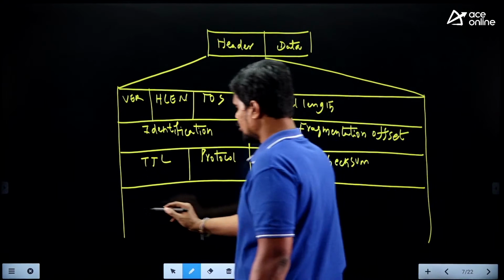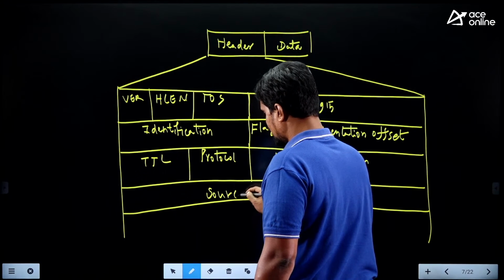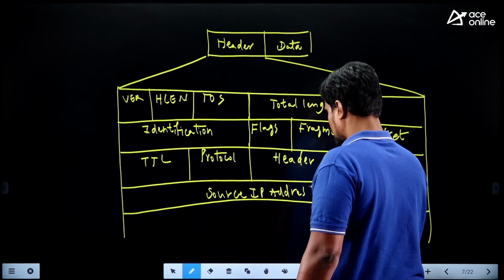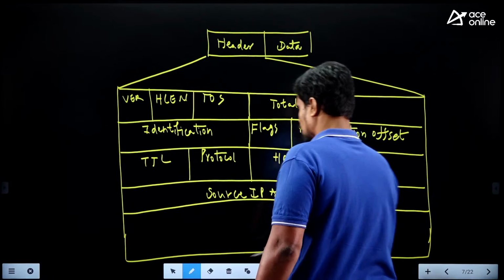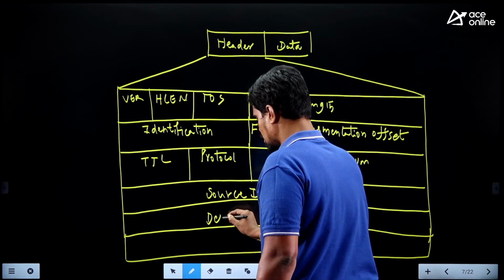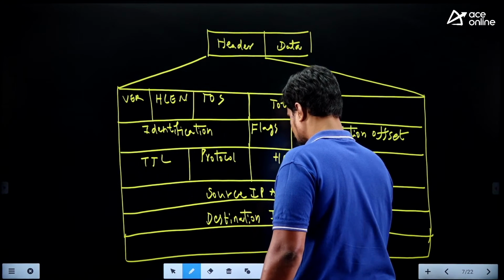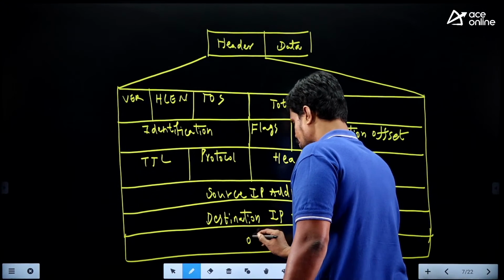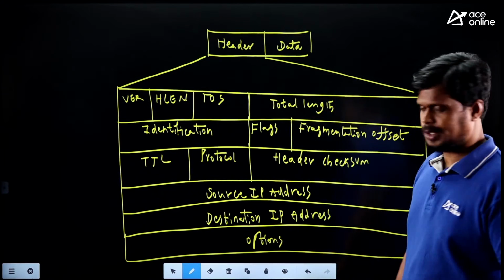And then we have the source IP address field. The next field is the destination IP address. And the last one is the options field. So this is your IPv4 datagram header format.